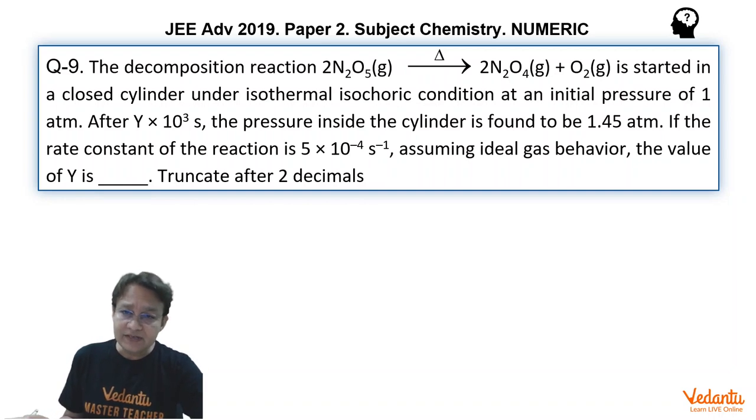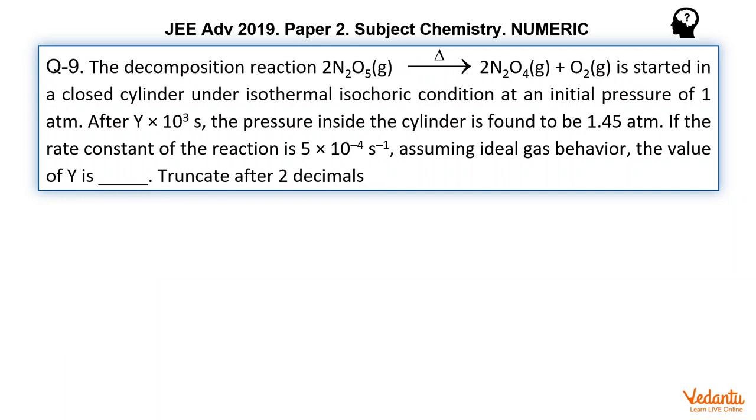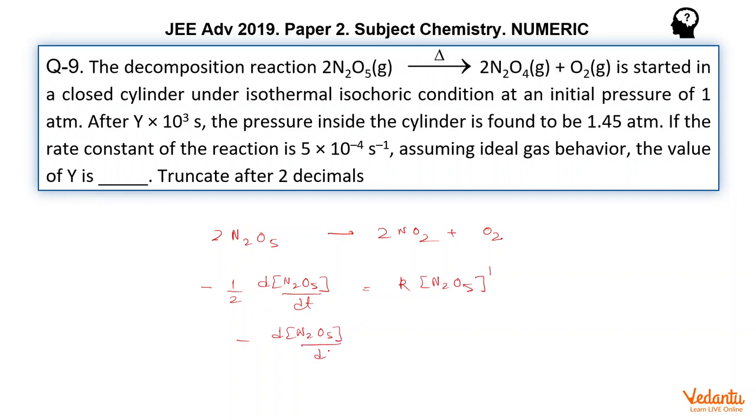So let's first discuss the basic fundamentals of this problem, which is to start with that if we write this equation like twice of N2O5 is breaking into twice of NO2 plus O2. So we have to keep it in mind that if we write the rate law, then minus 1 upon 2 d of N2O5 upon dt is equals to k times of N2O5 raised to the power 1, and which means that minus of dN2O5 divided by dt is equals to twice of k into N2O5.